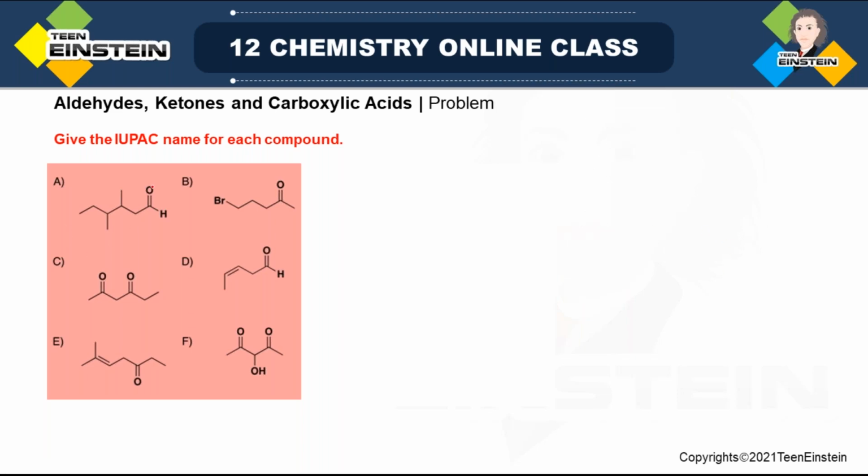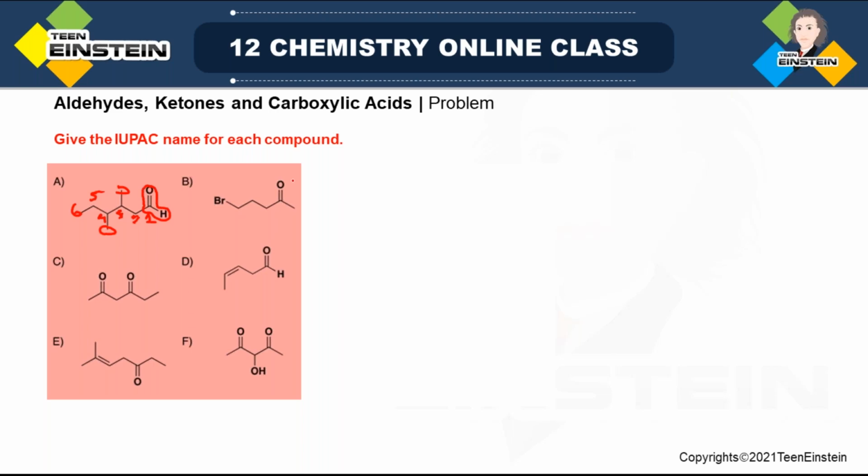So the first molecule here has aldehyde functionality. Numbering will start from the carbonyl carbon of this aldehyde group, so this will be 1, 2, 3, 4, 5, 6. The longest chain is 6, but we have 2 methyl groups at 3 and 4 positions. So it will be 3,4-dimethylhexane, because it is 6 carbons, but it will not end with 'e'. It will be hexanal because it has an aldehyde functional group.